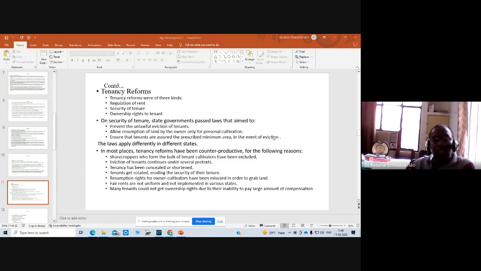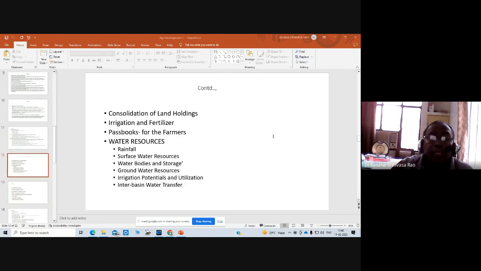So these are the problems. These are the main reasons that the tenancy reforms have not taken place in a proper manner. Then we can see the consolidation of land holdings. This is also, for namesake, what we are saying.